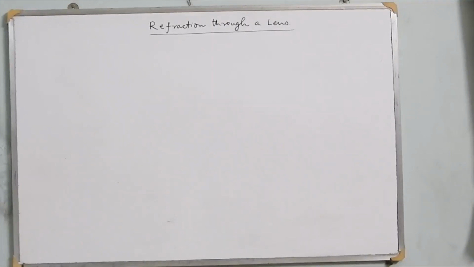So we shall discuss refraction through a lens. Our topic of discussion will be restricted to spherical lenses, and by a lens or a spherical lens we shall mean a transparent refracting surface or a transparent refracting medium which is bounded by two curved surfaces.